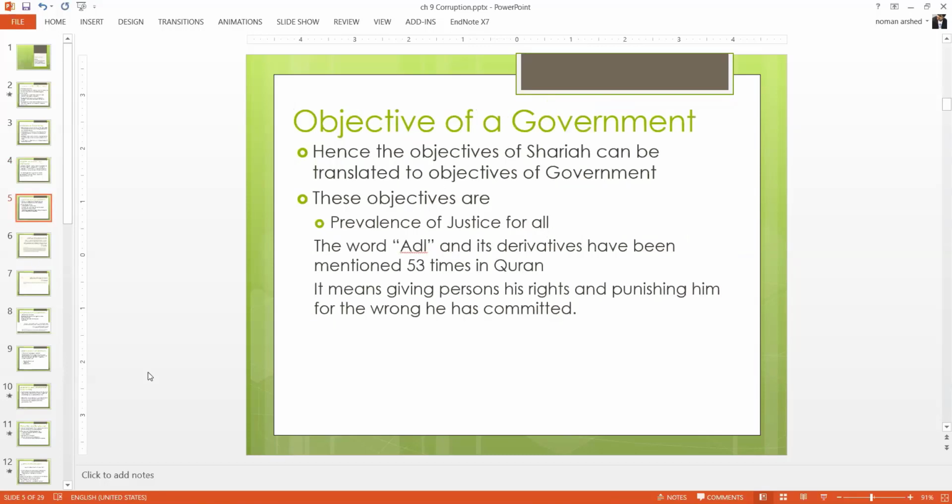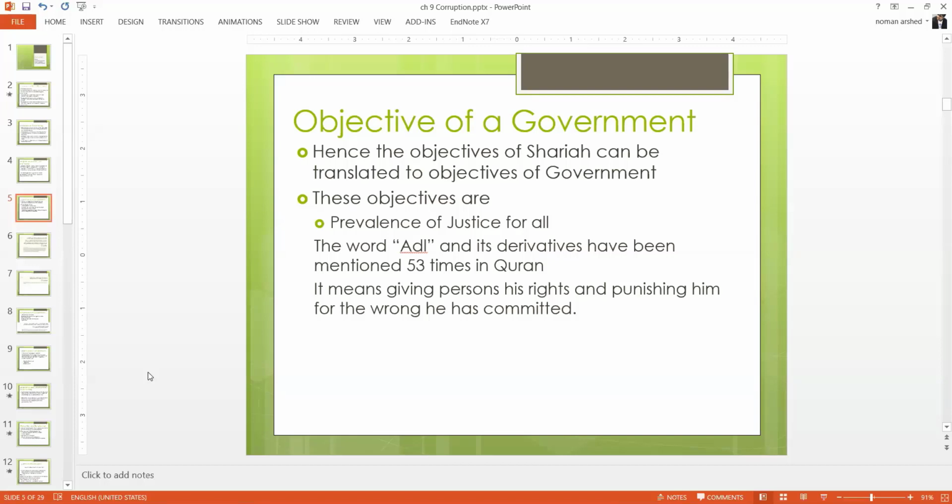So, what is an objective of a government? Hence, the objectives of Sharia can be translated into objectives of a government. These objectives we have already discussed in previous slides. I will go through them. So, the first objective is to increase the prevalence of justice. So, there should be justice for all.